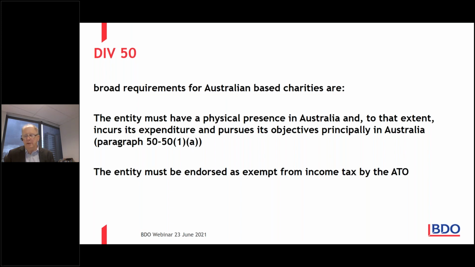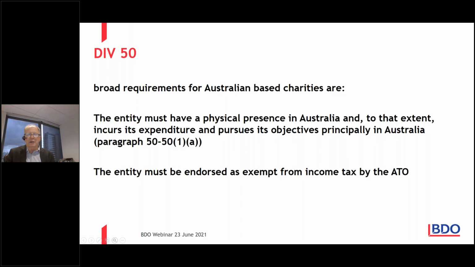So your standard charity has to pursue its objectives and incur its expenditure. Doesn't matter where it gets its income from, it's where it incurs its expenditure, principally in Australia. And our principally is more than 50%. So for charities, they must be endorsed as exempt from income tax.